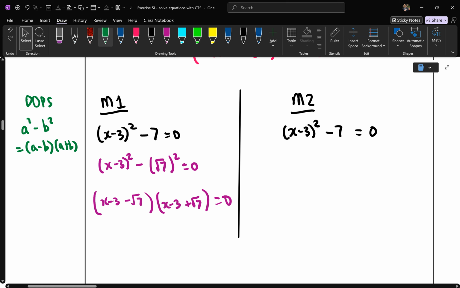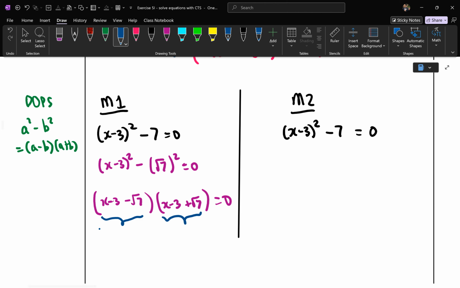Because from here, you then use the null factor law that you learned from 5G. The null factor law says if two things are timesing each other and it equals 0, one of them must be 0. So you would say x minus 3 minus root 7 could equal 0. If that's true, then add 3 on both sides and plus root 7 on both sides and you get 3 plus root 7 as one answer. Or you could have got x minus 3 plus root 7 equal to 0. In this case, x would then equal 3 minus root 7.